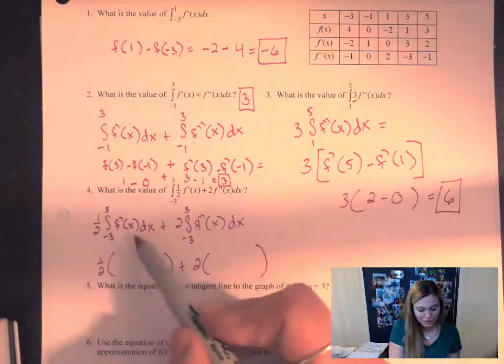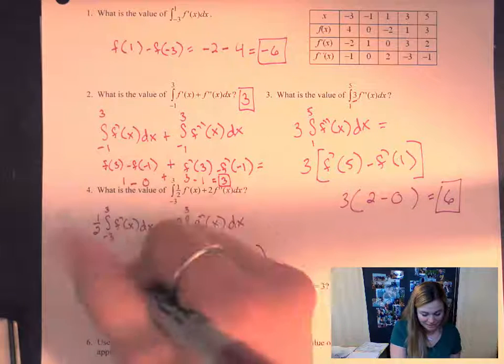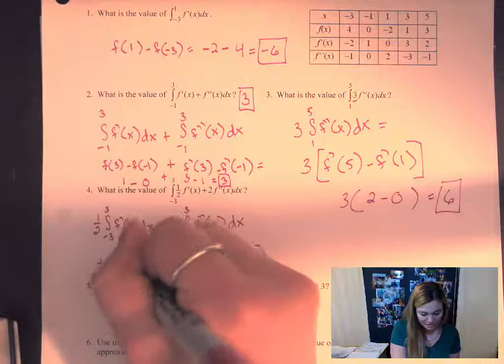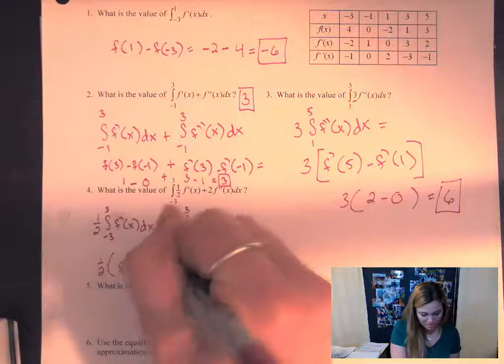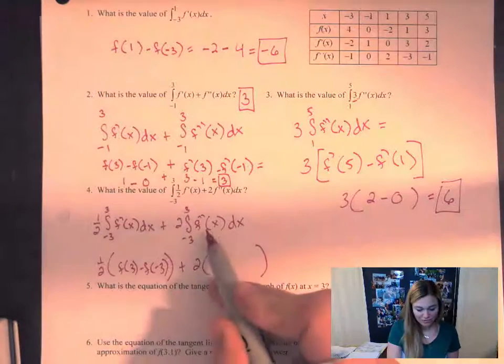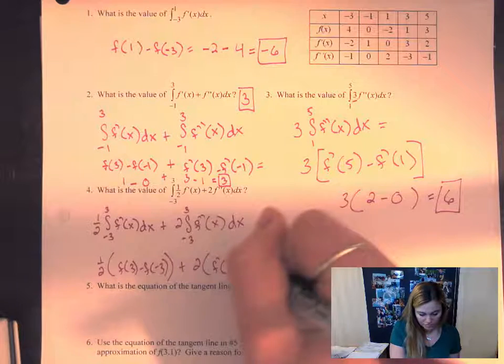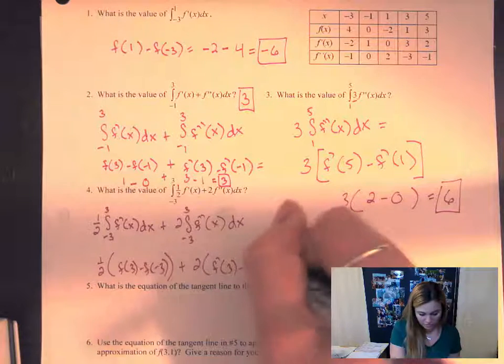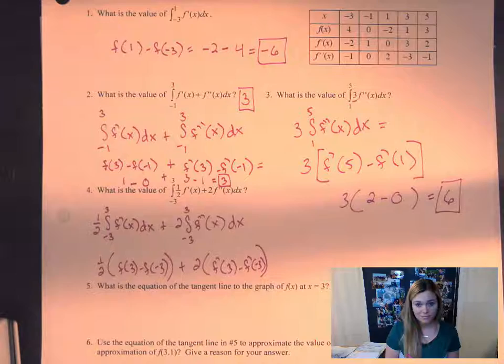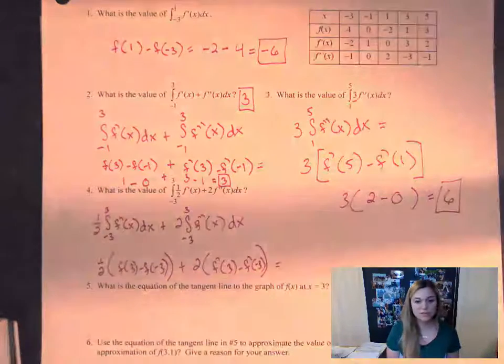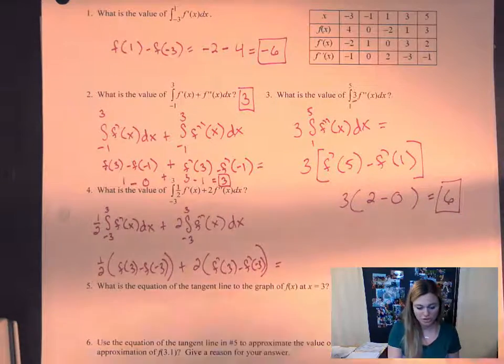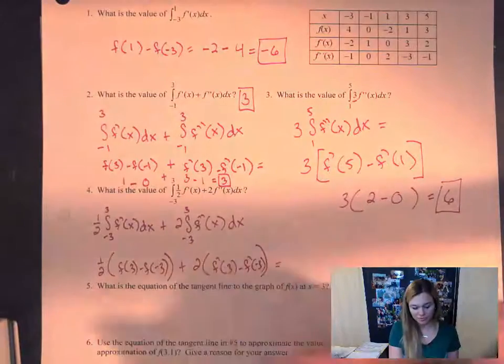Well, the antiderivative of f prime would be f of x, and we always do f of b minus f of a. The antiderivative of f double prime would be f prime. And now substituting in. So go up to the chart, make sure you can do that part, and then join me for the answer.